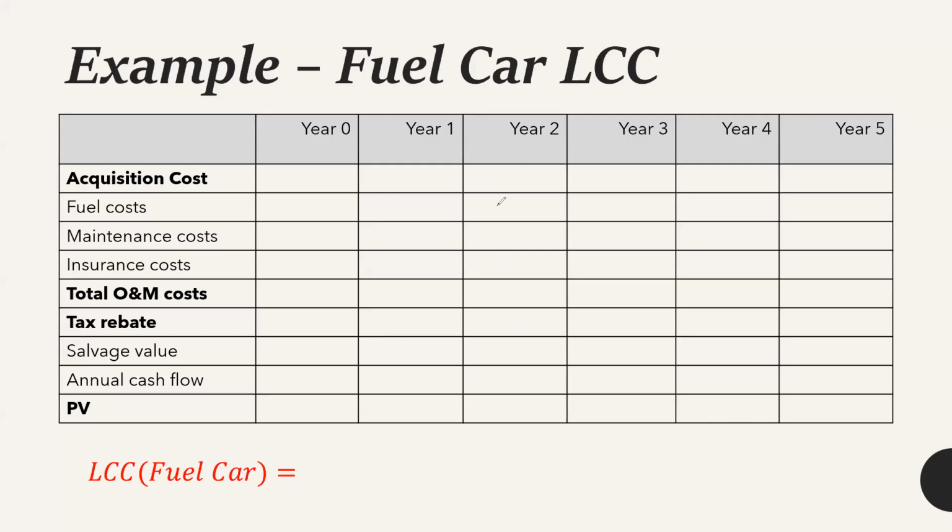So for the second year, it should be 3,347.6. That is not the acquisition cost, it is the fuel cost. Similarly, for the maintenance cost you should get an answer of 268. For the insurance cost, you should get an answer somewhere around 1,018. So you can easily get the total O&M cost by adding these values, which gives an answer of 4,633.